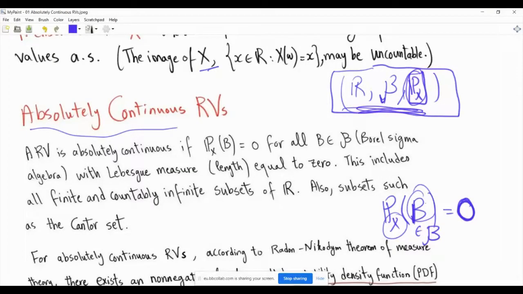Again, measure 0 is basically a definition. If you can cover a set in one dimension with a bunch of intervals, and then you find that the overall length of these intervals can be upper bounded by something that can be made arbitrarily small, then that's it. Then the set is of measure 0. And if the set is of measure 0, and our random variable is absolutely continuous, then the probability assigned should be equal to 0.